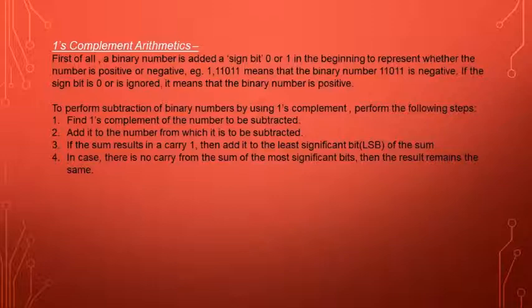Now, to perform subtraction of binary numbers by using ones complement, we have to do the following steps. First, find the ones complement of the number to be subtracted. Add it to the number from which it is to be subtracted. If the sum results in a carry 1, then add it to the least significant bit, that is the rightmost bit of the sum. In case there is no carry from the sum of the most significant bits, then the result remains the same.